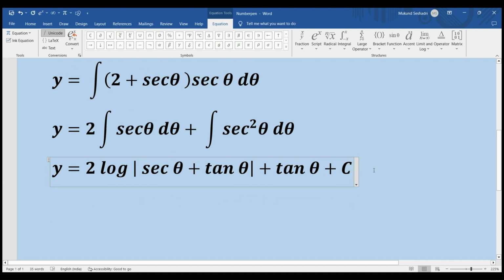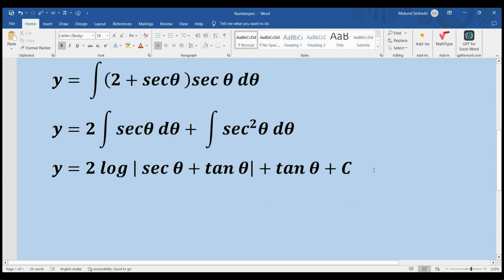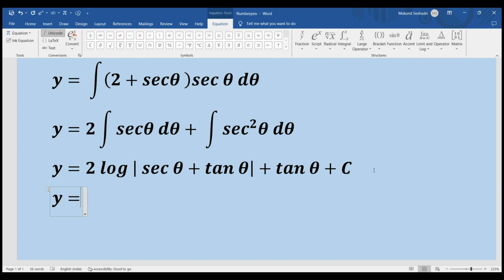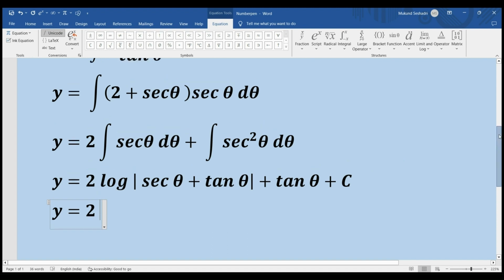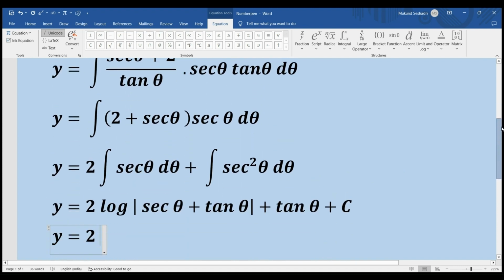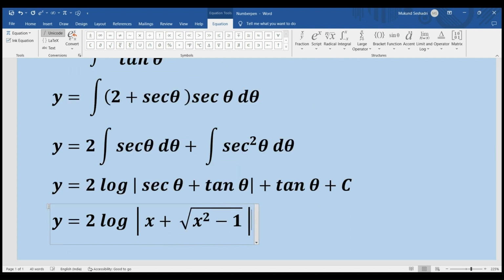So now we have the answer, but then we have it in terms of theta. So we'll have to put back everything in terms of x. So what is that original substitution that we made? The substitution that we made was x equals secant theta. So it's not too difficult. My secant theta is x. My tan theta is root of secant squared theta minus 1, which means that I get a root of x squared minus 1. So that's my part 1.